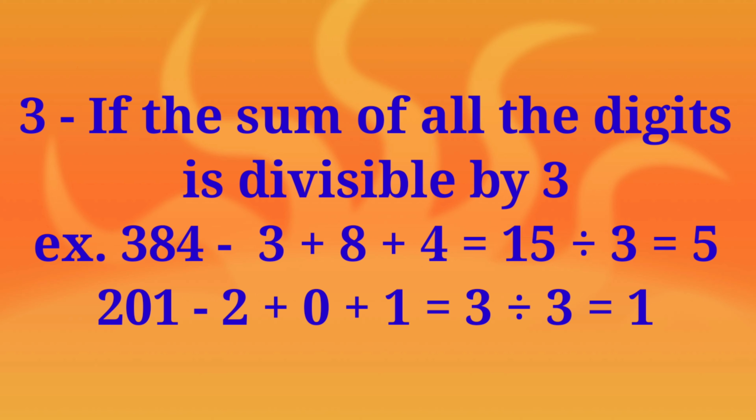If you are going to add 3 plus 8 plus 4, that makes 15. Okay, so 15 can be divided by 3 because if you divide 15 by 3, that makes 5. And the next one, 201. So add 2 plus 0 plus 1, that makes 3. So if you divide 3 by 3, the quotient is 1.